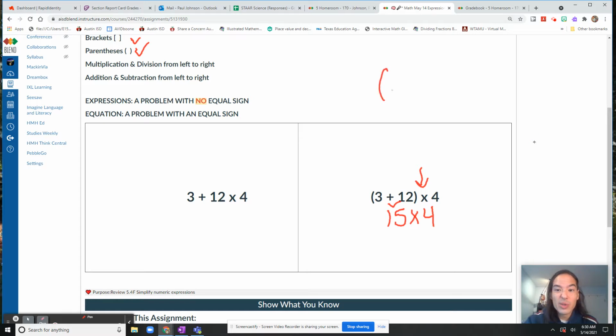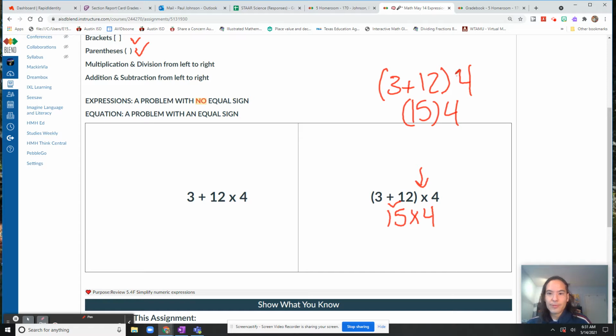Remember, this one also could have looked like this and it would have been fine. You just would have had to remember to keep the parentheses, right? And then that would be 15 times 4. So the difference is on this one we have a multiplication symbol. This one we do not, but it would look the same if we didn't. You would just have to keep the parentheses. 15 times 4, a number next to a number in parentheses is multiplication, and a number with a multiplication symbol is multiplication, obviously.